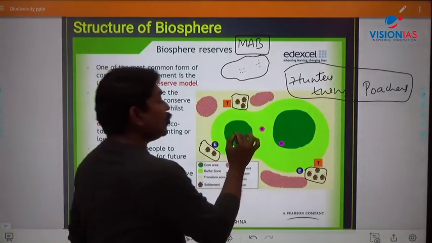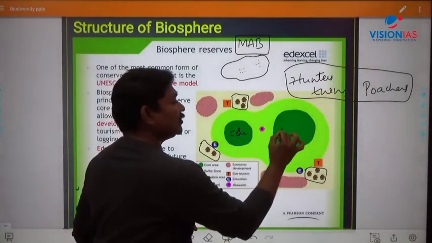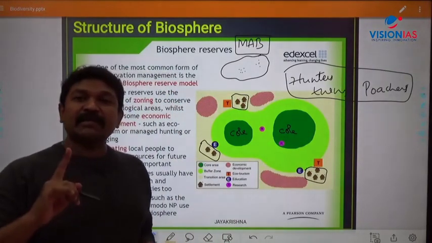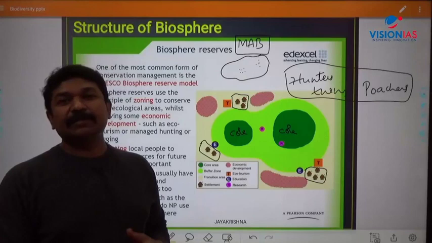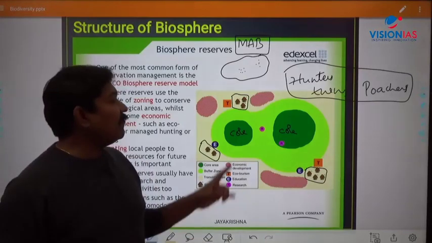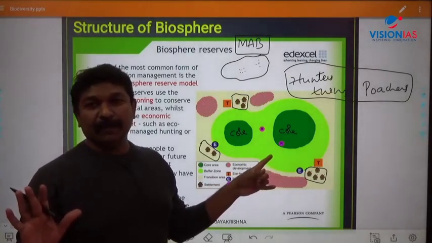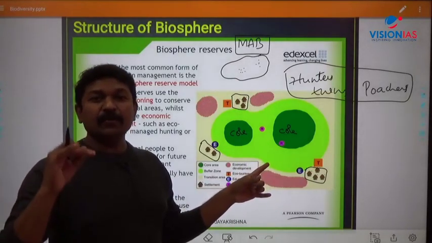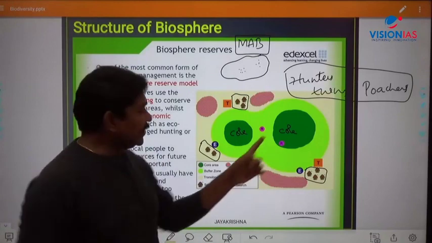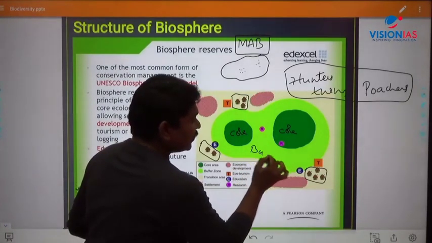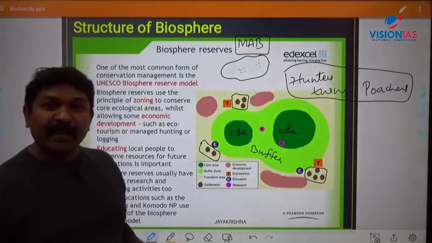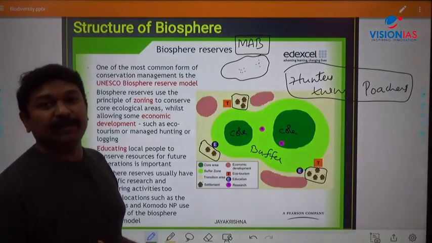But in the core area, see this one, this is the core area. The core areas are completely undisturbed in nature. They are undisturbed areas where there is no interference of the people at all. There is no question of allowing any person in that region. The next region in between is called the buffer. As the name itself shows, it is a buffer area, with limited restriction for the people.